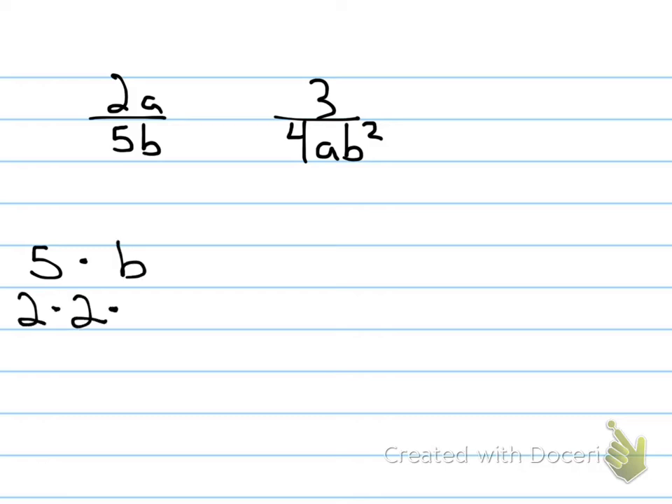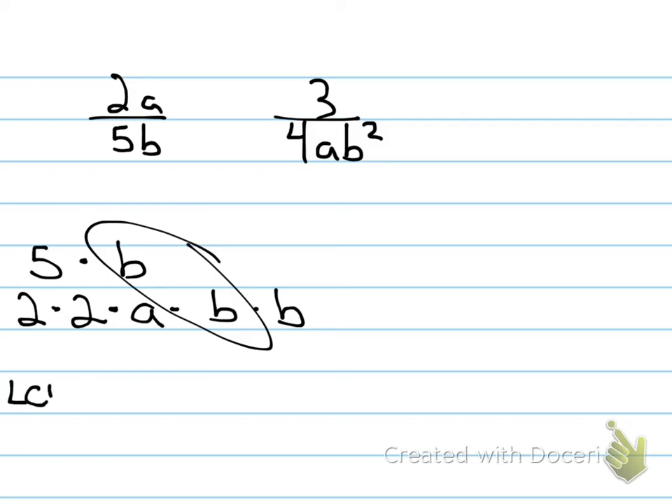2 times 2 times a times b. Sorry, times b, one more. Is there anything I can group? My b's. So now, down here in my LCM, I'm going to write my group once, but for LCM, I've got to bring down all of my leftover terms. B times 2 times 2 times 5 times A times B. And what is your LCM of these two denominators?